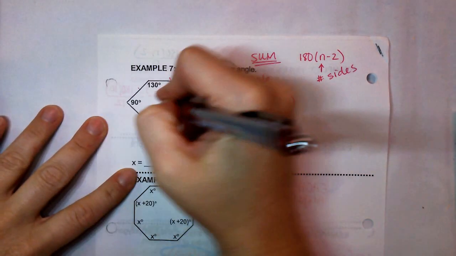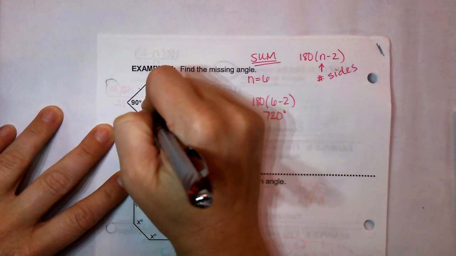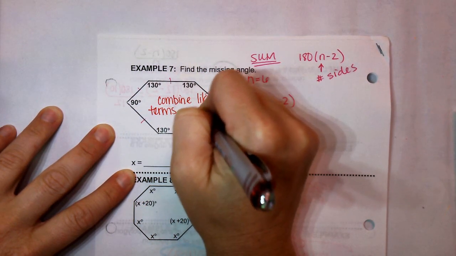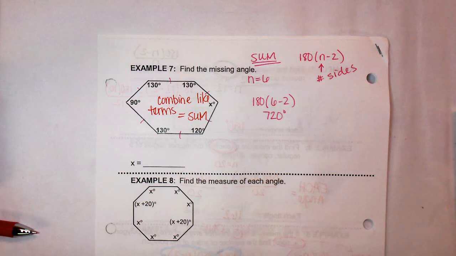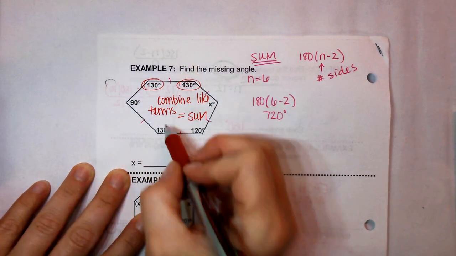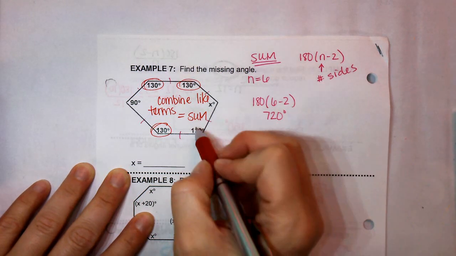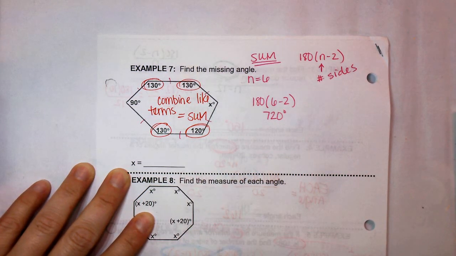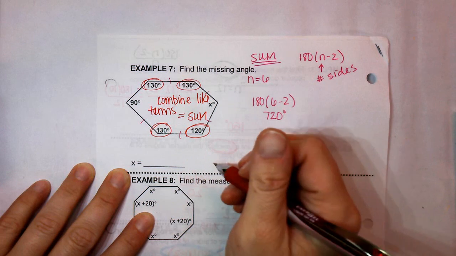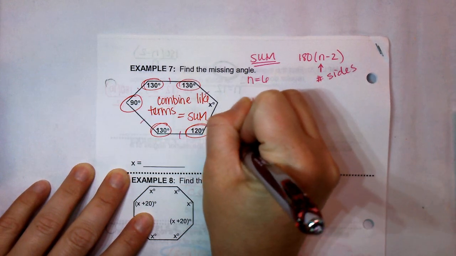So that's what I'm going to do. Combine like terms, right? Combine like terms and equal it to the sum. So 130 plus 130 plus 130. So what is that? 260, 390, plus 120 is 510, plus 90 is 600. So I have 600 degrees. So all of these together equals 600 degrees.